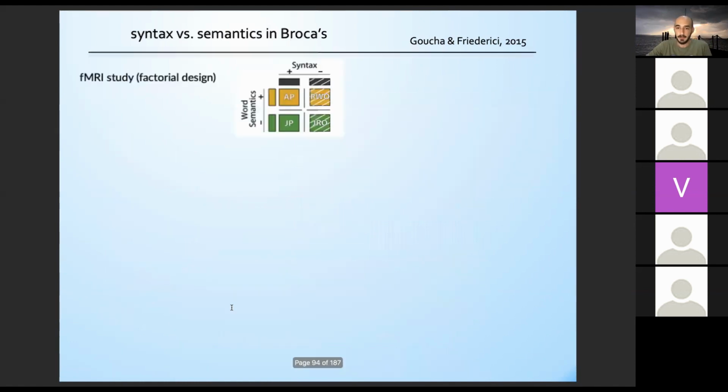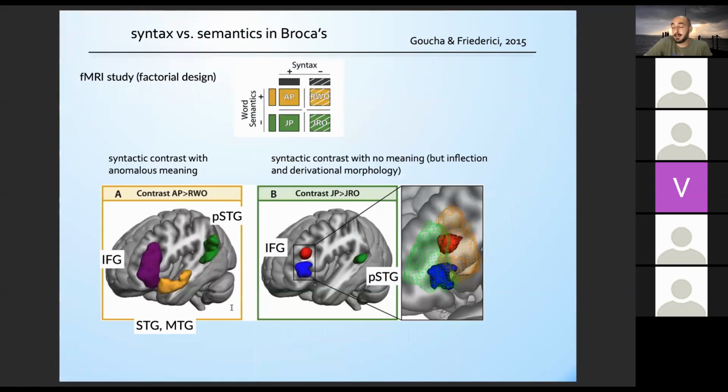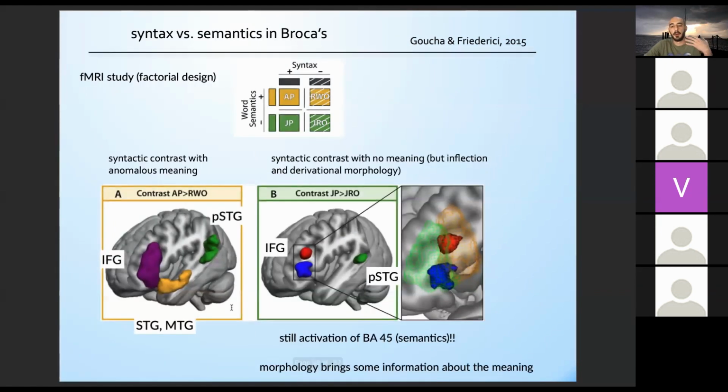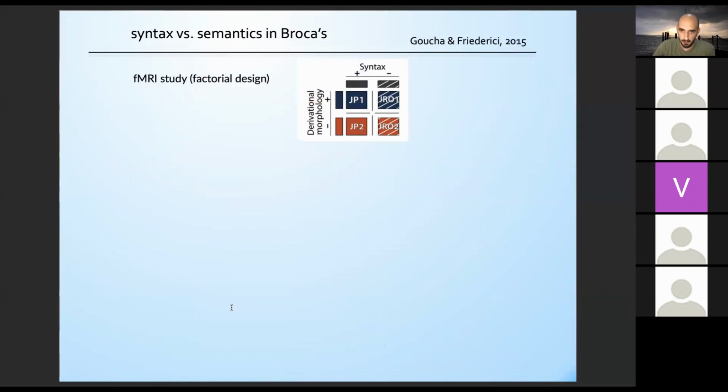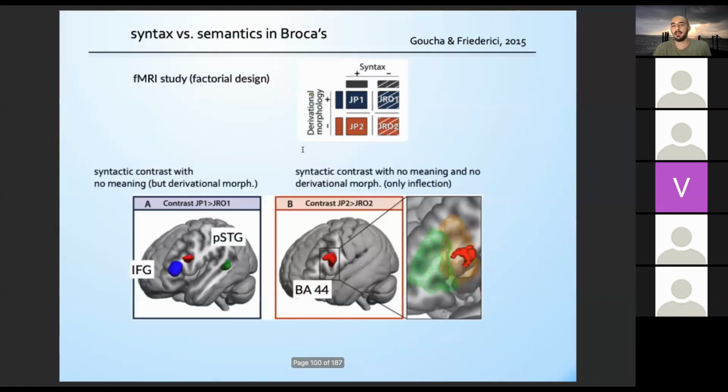So yes, that was the problem, at least that's what I thought the problem was, right? So morphology brings some information about the meaning, some very abstract information about the meaning. So they said, okay, let's try to get rid of that as well and see what happens. And then they employed the condition that I showed you before. So the JP1 and JP2, which is an impoverished version of Jabberwocky, right? JP1 with derivational morphology, and JP2 with no derivational morphology. So all that was left was inflection, just to sort of drive your composition at least at some syntactic level.